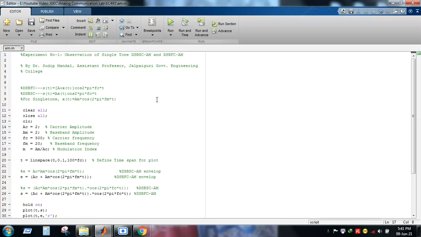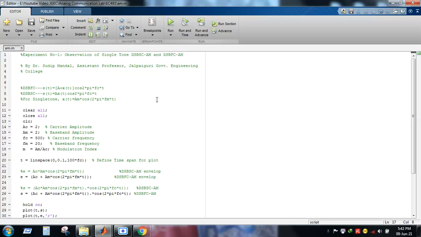We already are aware about the pandemic situation that is created due to COVID-19. So for that purpose, we are not able to perform laboratory experiments physically in labs. So that's why we are performing a different experiment using MATLAB simulation, and I hope this MATLAB simulation or the virtual lab will help you to understand the theory of analog communication with more clarity.